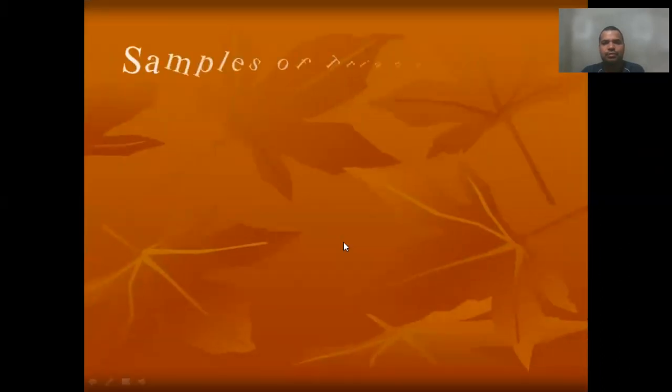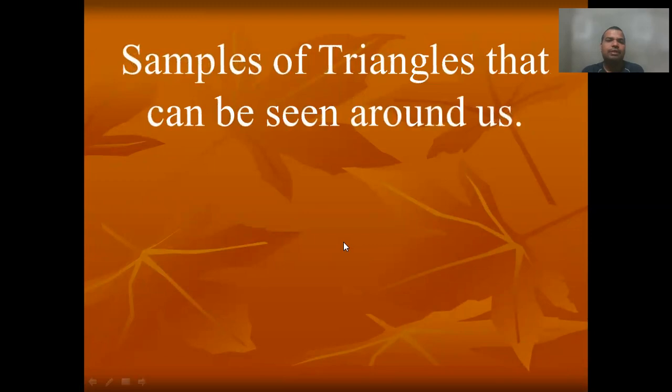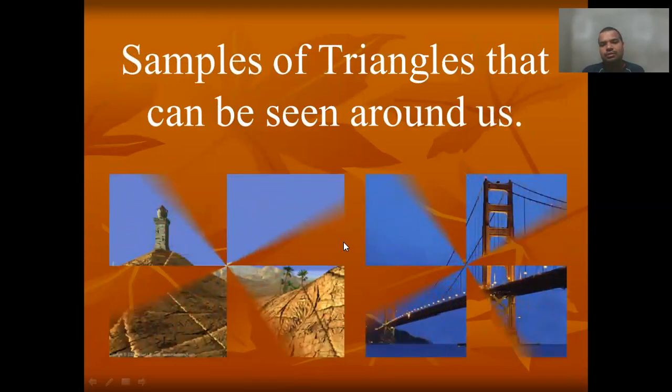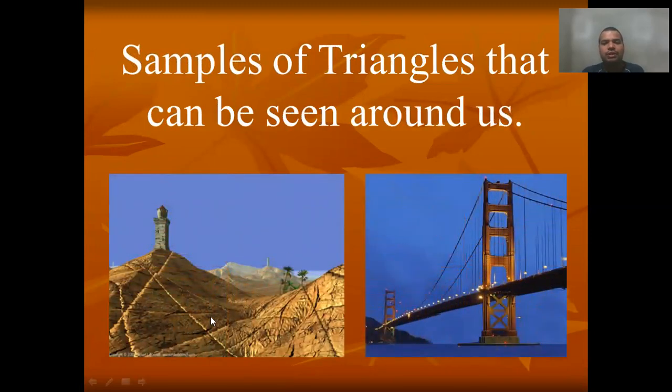Now, moving on to the next topic, examples of triangles that can be seen around us. We have two figures with different types of triangles that we observe in our daily life as well. This is a picture of a mountain and here it is a bridge. Can you identify where we can see a triangle here? Can you identify the triangle? Yes, why not? We can.